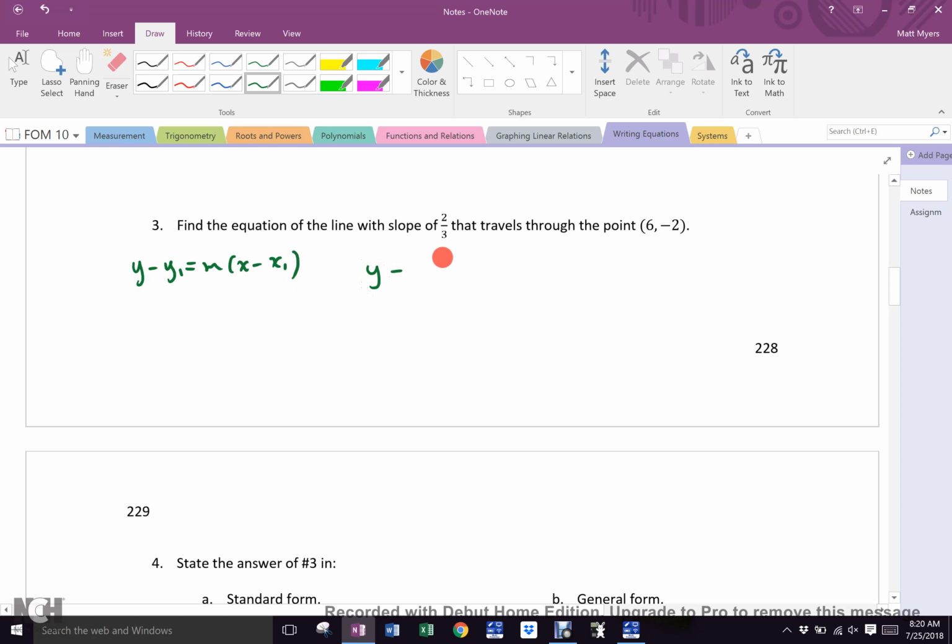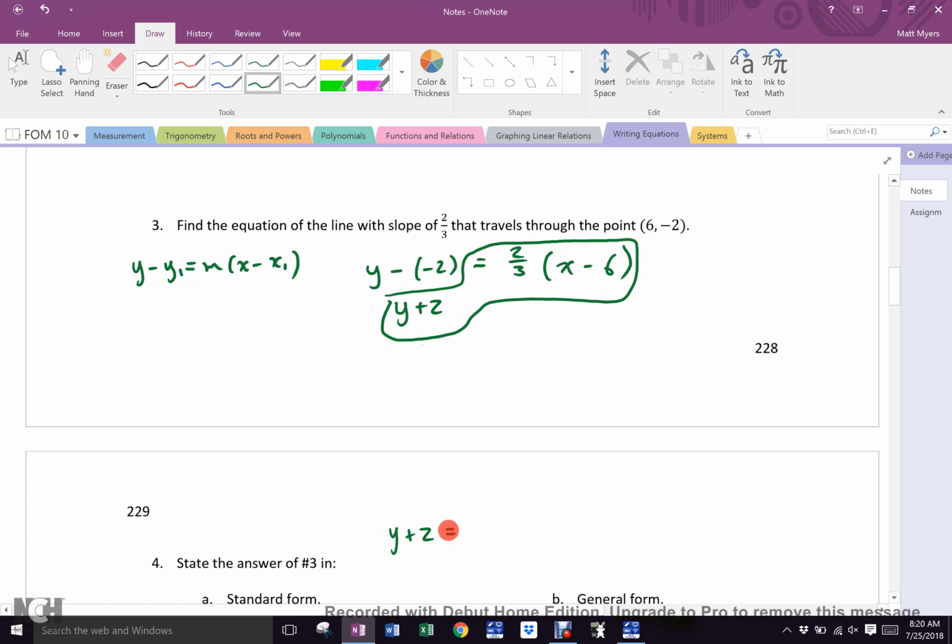Y minus y, there's my y, y minus minus 2 equals m, 2/3 slope, bracket x minus 6. What do I got to do there? Change it to y plus 2, because minus minus 2 is y plus 2. And there is my equation, yes? Now, I'm going to rewrite it right here so we have it on the next page. You are welcome to do that as well when you turn your page over, if you wish.